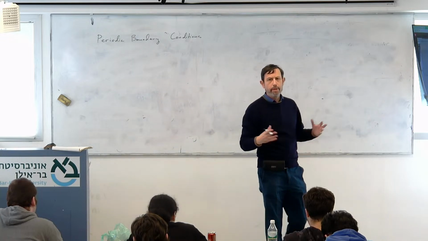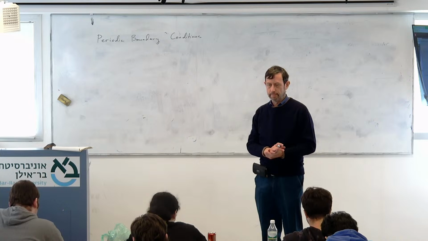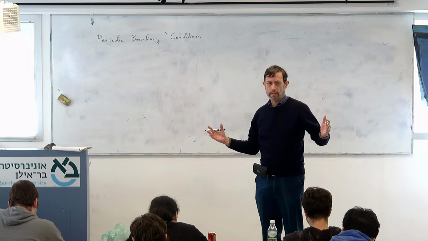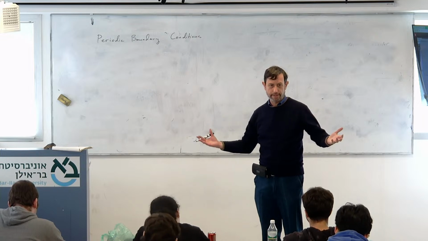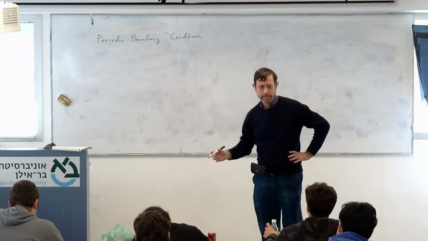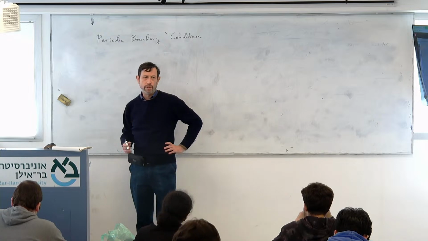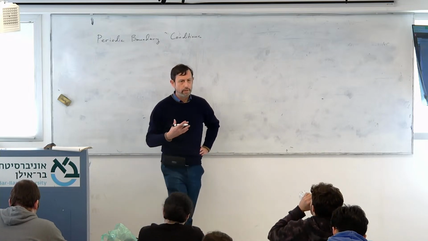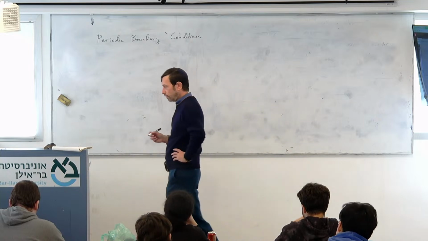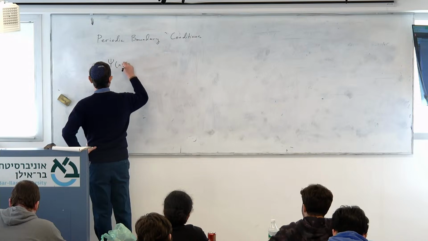So our big problem is that our space is infinite and we can't normalize it. So the solution is to look at periodic boundary conditions. What does it mean? I'll write it down first of all for one dimension.